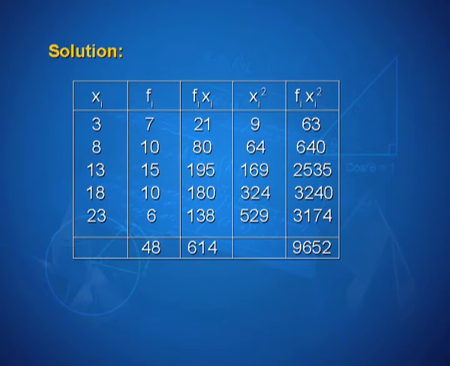We have xi's in the first column, fi's in the second column, which is given to us in the question. Third column represents the product of fi and xi's. We also calculate its total as 614.